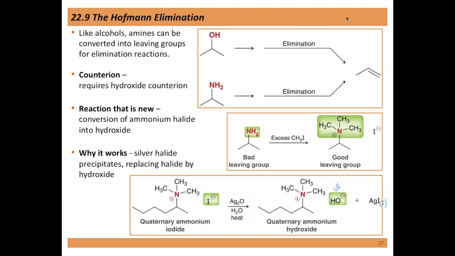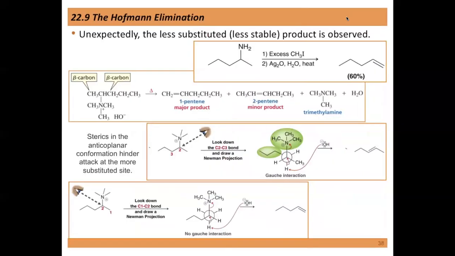And when you heat that up, even though this is a small base, it tends to pull the proton off of the more accessible side. There are lots of reasons for that we could talk about, including looking at the Fischer projections. We're going to avoid looking at the Fischer projections, because again, this is really just to help you understand what the Hofmann elimination is, and to remind you that the Hofmann elimination favors the less substituted double bond.